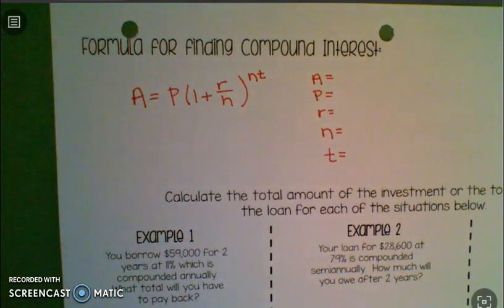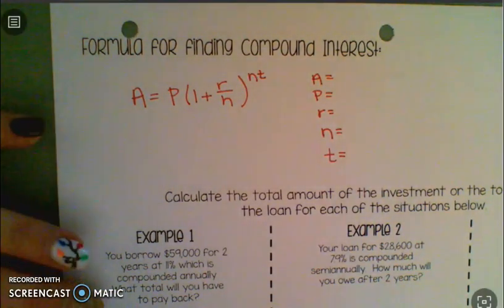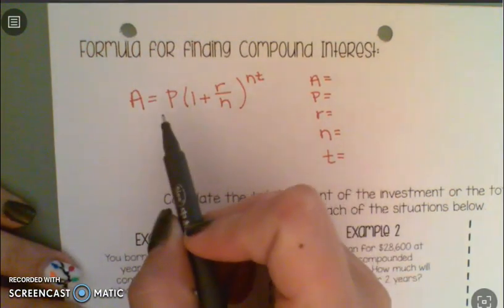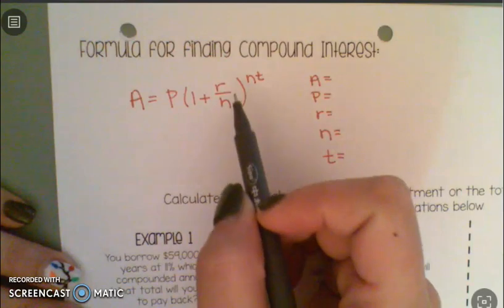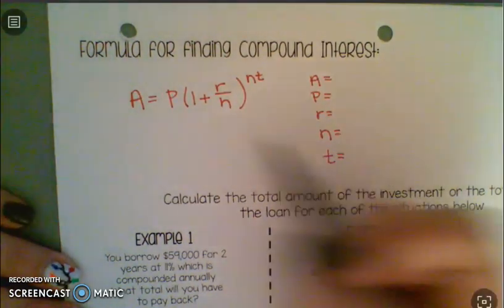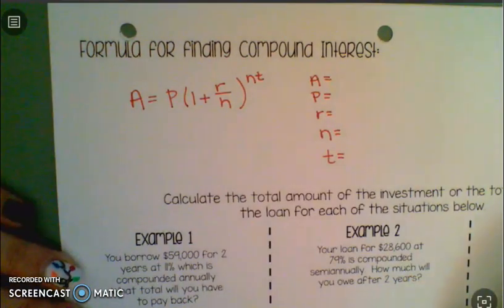So this video is about the compound interest formula. So this is the formula right here: A equals P times (1 plus R divided by N) raised to the NT. So first we need to define what all of these letters mean.